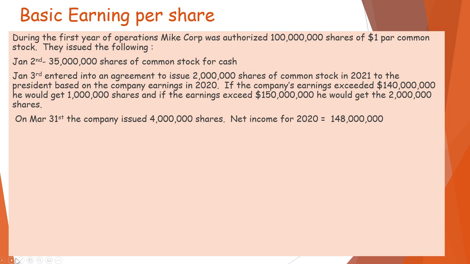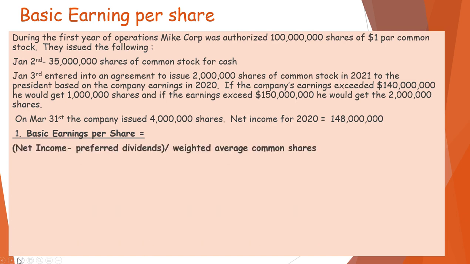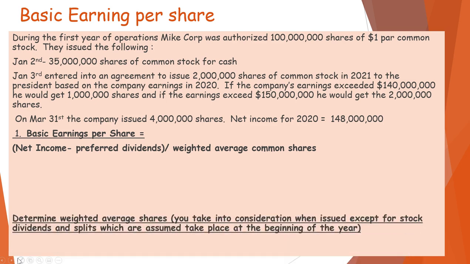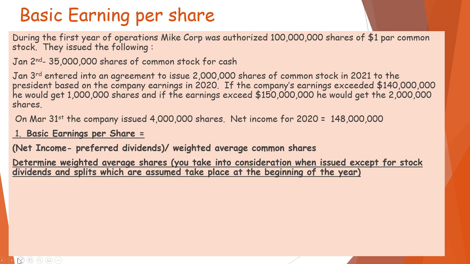Now, we don't have to worry about preferred stock because we don't have any. So first, we're going to figure out basic earnings per share. It's always net income minus preferred dividends divided by the weighted average common shares. Determine the weighted average. You take into consideration when issued, except for stock dividends and splits. Remember, we always assume that they take place at the beginning of the year.